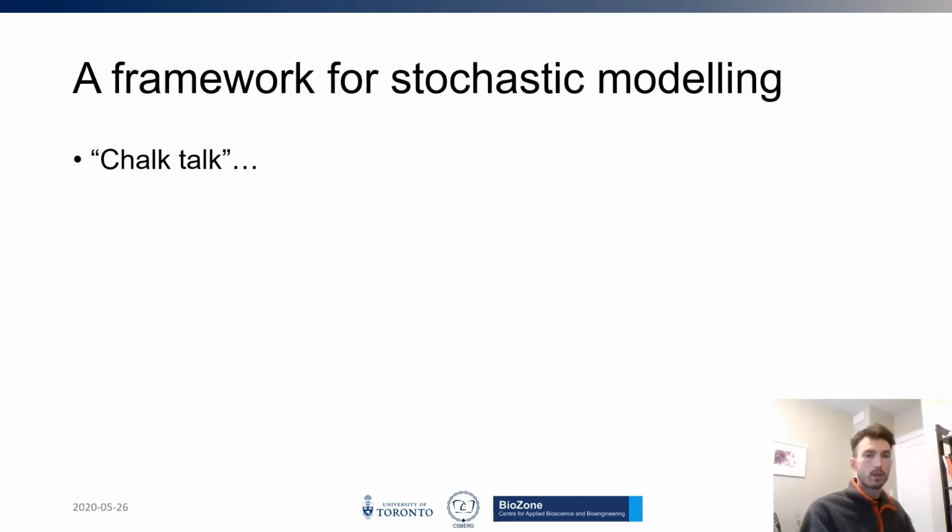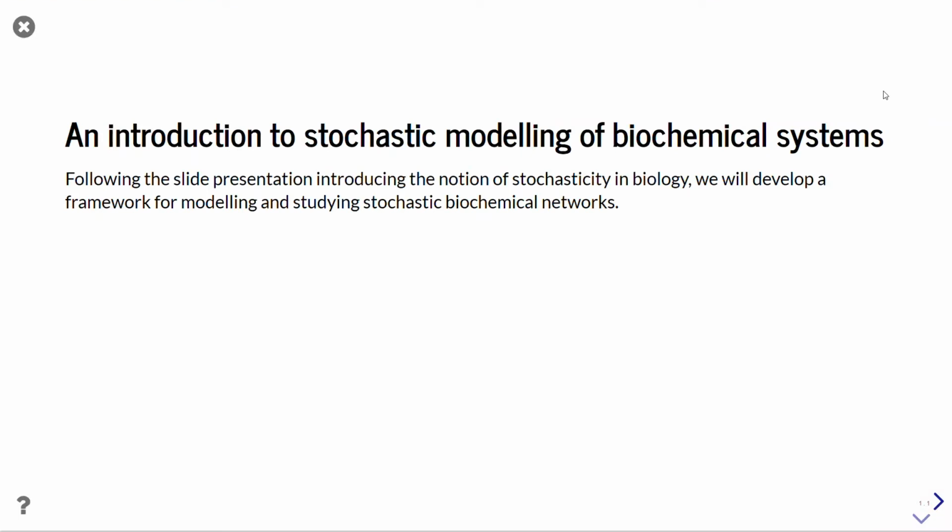Now we'll move on to Chalk Talk, where we will proceed through the lecture outline that was just presented, resulting in the development of a framework for stochastic modeling of biochemical networks. We now begin our introduction to stochastic modeling of biochemical systems. Following the slide presentation introducing the notion of stochasticity in biology at the end of Module 2, we will develop a framework now for modeling and studying stochastic biochemical networks.